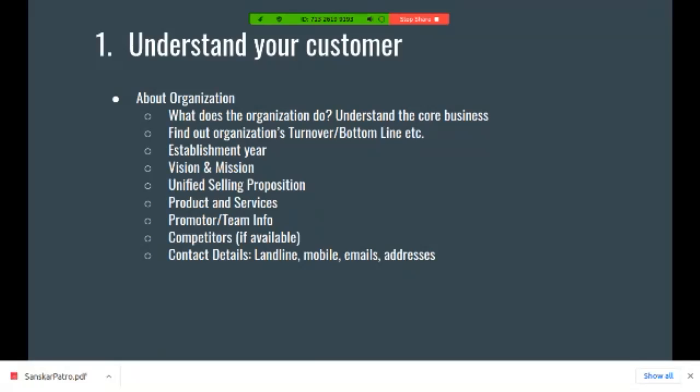Then ultimately the contact details: landline, mobile, email addresses, etc. of the customer. This will be required on a contact us page. So overall, understanding your customer will help you in a lot of information gathering for the website.